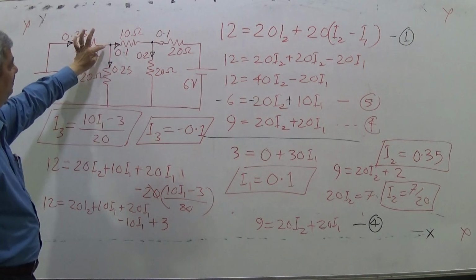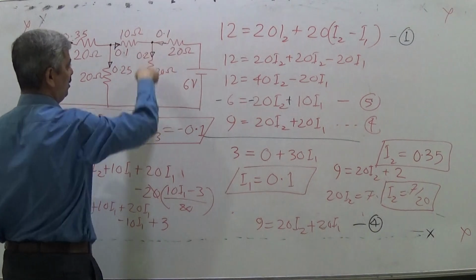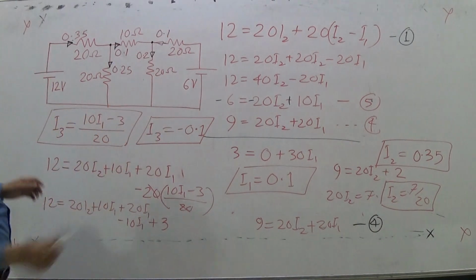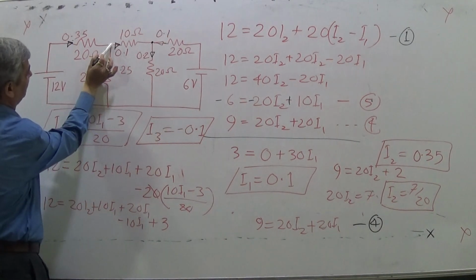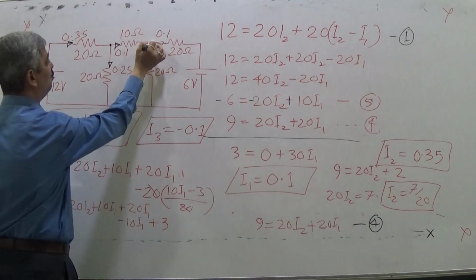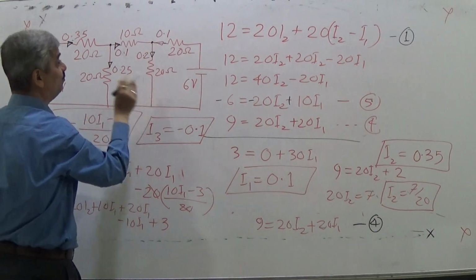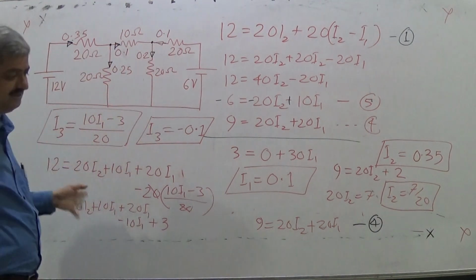0.25, KCL is satisfied. Here, 0.1 coming, 0.1 coming, 0.2 going. So at this node, 0.35 incoming current, 0.1 plus 0.25 outgoing currents, it is satisfied. At this node, 0.1 and 0.1 incoming currents, 0.2 outgoing currents. So KCL is satisfied at both places.